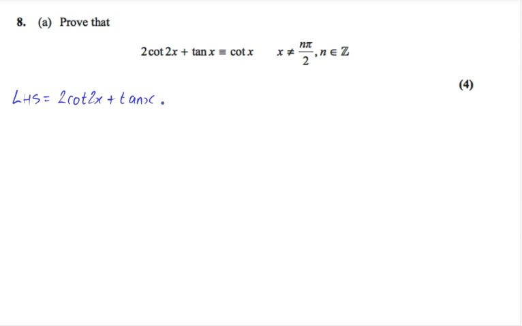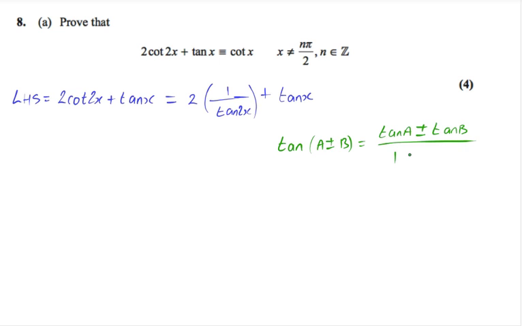We know that cot x is equal to 1 over tan x, so cot 2x is equal to 1 over tan 2x. You're given the addition formulas in the formula booklet. Tan of a plus or minus b is equal to tan a plus or minus tan b all over 1 minus or plus tan a tan b. If we let a and b both equal x and use the plus component, then we have tan of x plus x, which gives us tan 2x equals tan x plus tan x, which is 2 tan x, over 1 minus tan x times tan x, which is tan squared x.